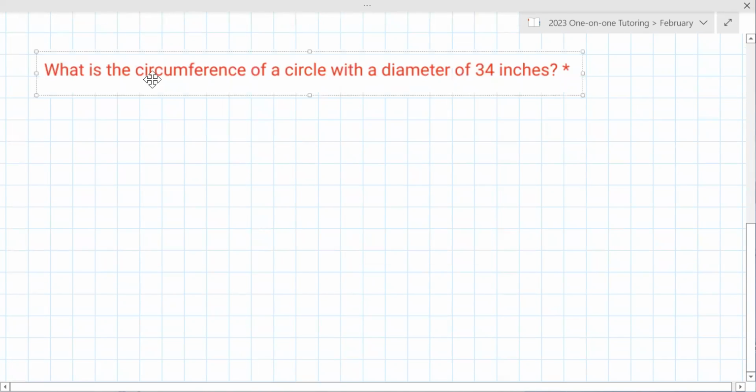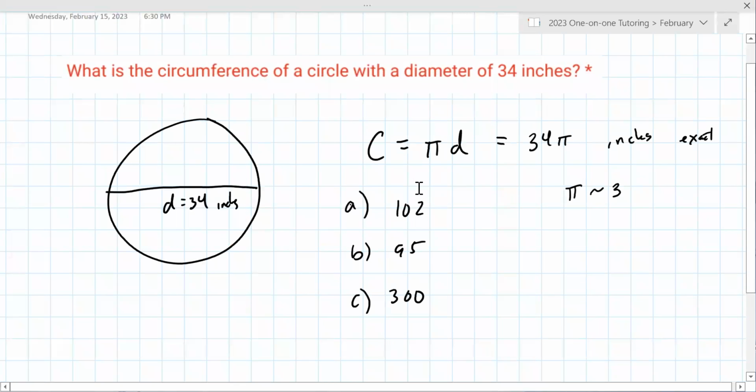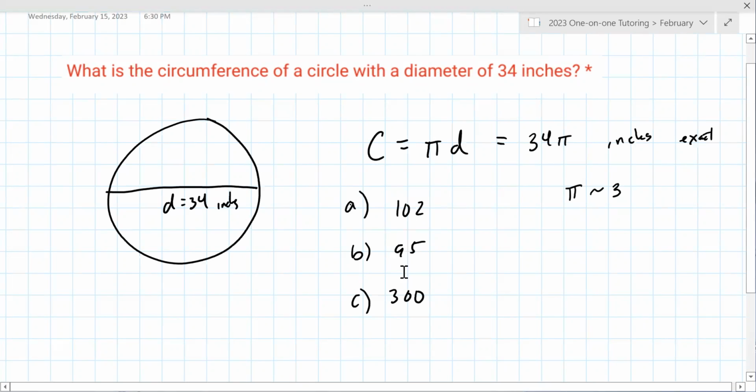Okay, wait, hold on. So let's say the diameter of the circle is 57. My question is, if he wanted us to round-ish or just use 3, wouldn't he have said about? Yeah, it says about 102. It says about 102, about 95, about 300. Oh, okay. I thought it was going to say about in the question if it wanted us to round.